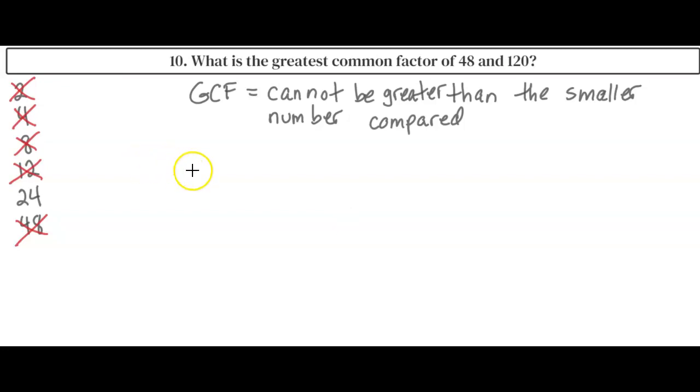Therefore, your greatest common factor, GCF for short, is 24. And this is your final answer.